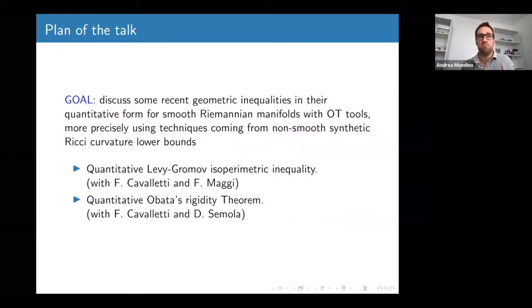In the last 15 years, there has been a surge of activity in studying non-smooth spaces with lower bound on the Ricci curvature. Several techniques have been developed for studying such spaces, and several of these new techniques have been useful also to prove new results even in the smooth setting. So today I will give you a taste of some of these techniques and how they have been used. More precisely, I will talk about two results. The first one is a quantitative version of the Lévy-Gromov isoperimetric inequality, joint with Cavalletti and Maggi. And the second one is a quantitative form of the Obata rigidity theorem, joint with Cavalletti and Semola.